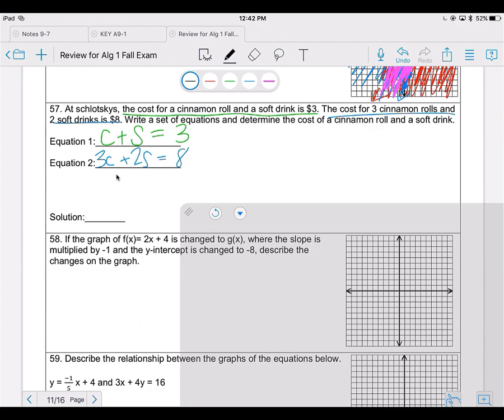Now when I solve, this is where we can solve for one letter, or because my C's are lined up, my S's are lined up, my answers are lined up, I can use matrices. So 1, 1, 3, 3, 2, 8. I'm going to do this one in my calculator.